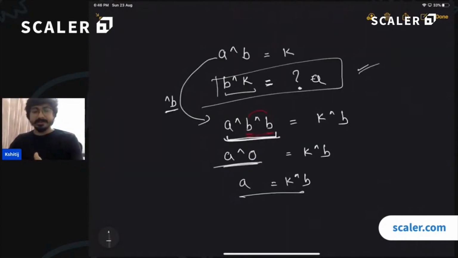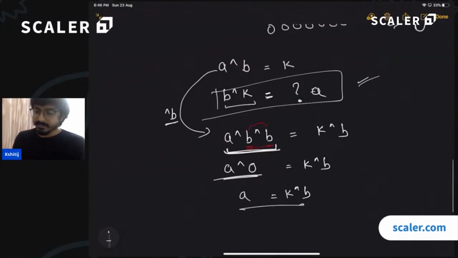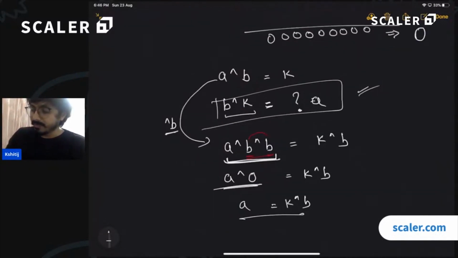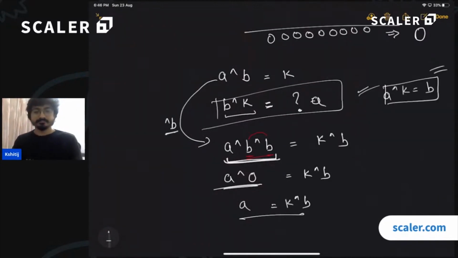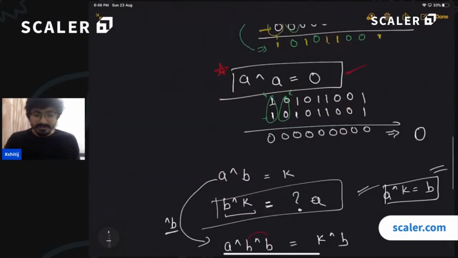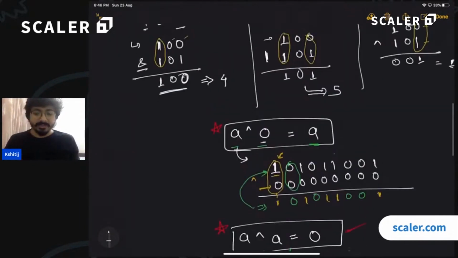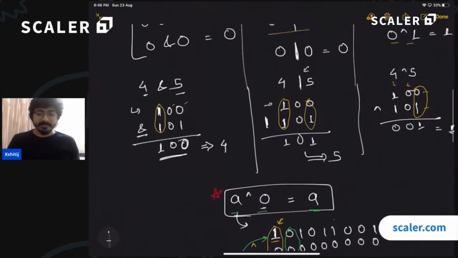Similarly, you can take an XOR of both sides, and you can also prove that a XOR k is going to be equal to b. Now these are some of the basic bit operators and some interesting facts about them.